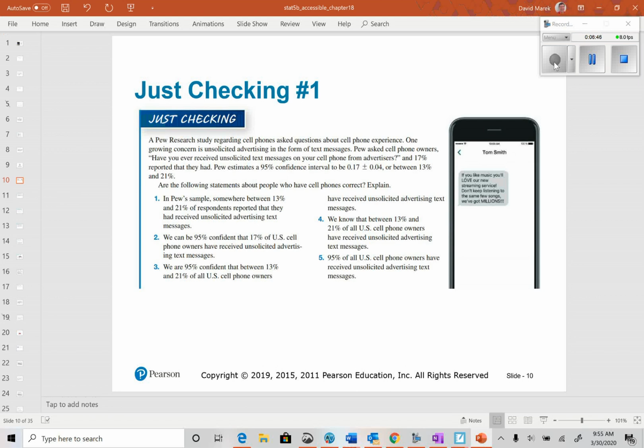Number five, 95% of all U.S. cell phone owners have received unsolicited advertising. Oh, wow. No, the 95% is our confidence level, not the proportion of people receiving the messages. Okay? Hopefully we're good with that.